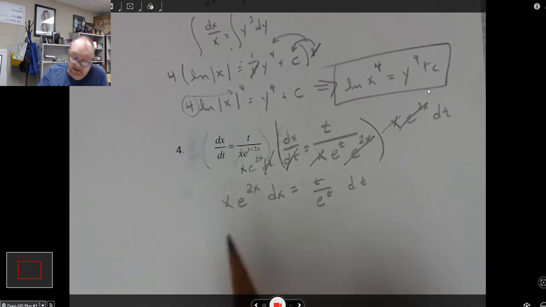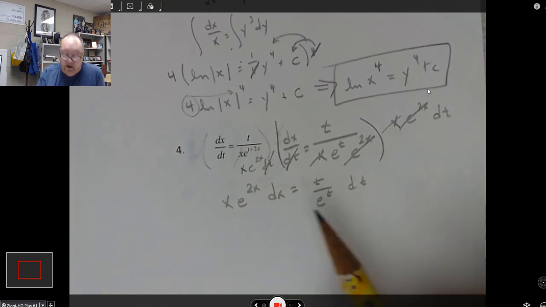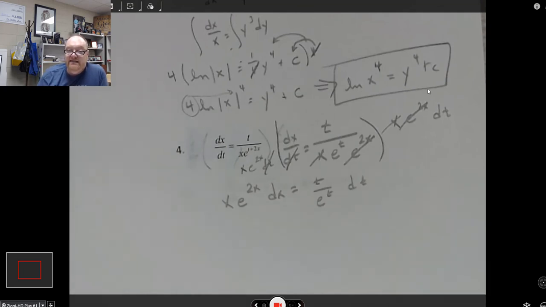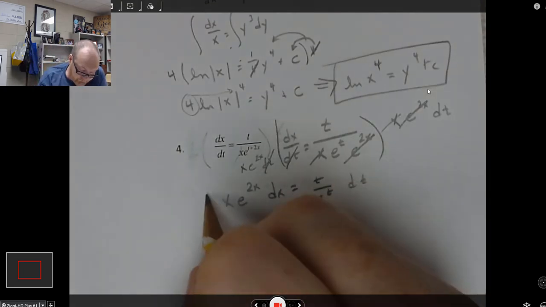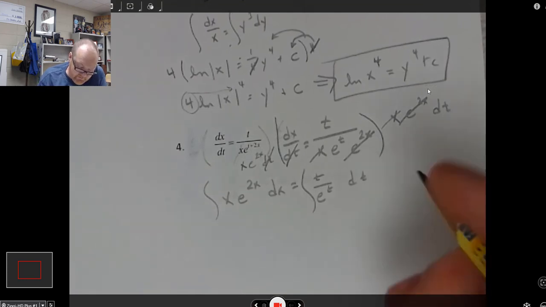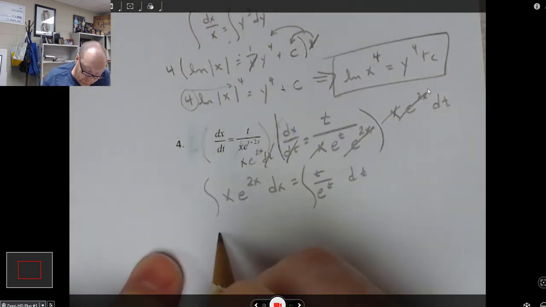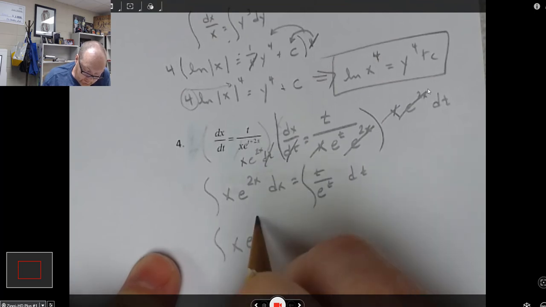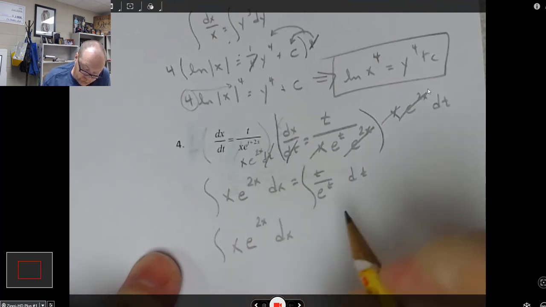So I've got all the x's and dx terms together. I've got all the t's and dt terms together. I now need to integrate both sides of this problem. All right, and I didn't finish this on your completed section. I've noticed this is going to be an integration by parts problem. So I'll post a solution to that.